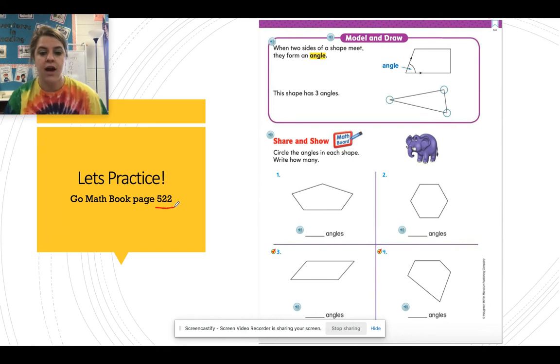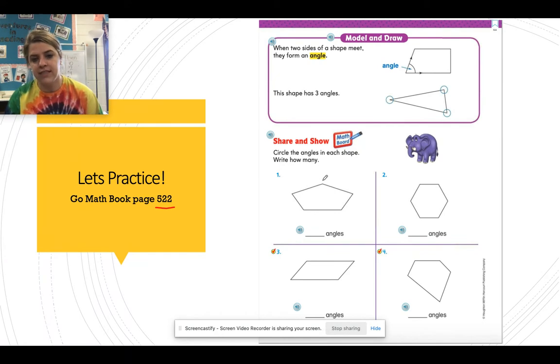All right, so today we're going to start on page 522. Now, what we're going to do is we are going to do exactly what we just looked at with Miss Gates doing. Your job is to circle the angles in each shape and then write how many. Again, it's going to be a really quick lesson today.